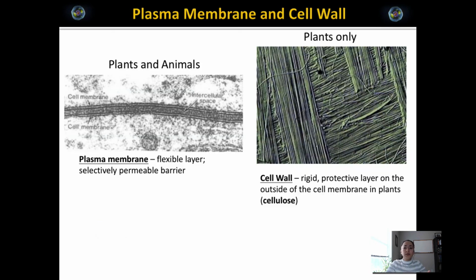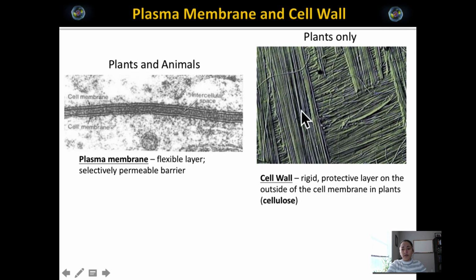So what's the difference between the plasma membrane and the cell wall? Well, the plasma membrane is a very flexible layer, and you can see it right here. This is the cell membrane of one cell right up here, and this is the cell membrane of another cell on the bottom. The plasma membrane regulates what goes in and out of a cell, so we call this a selectively permeable barrier. It allows some things to go through, but not other things. Whereas the cell wall is very, very rigid.